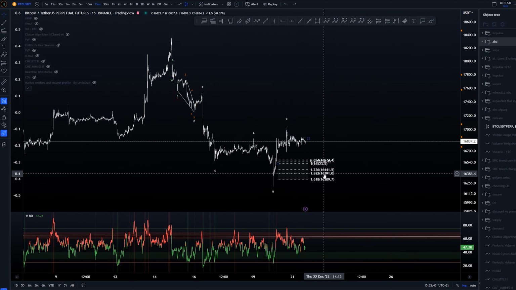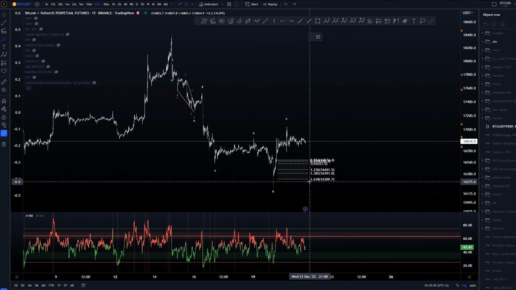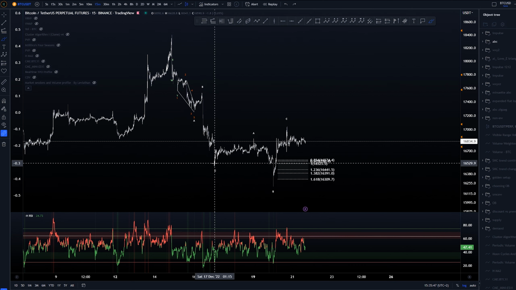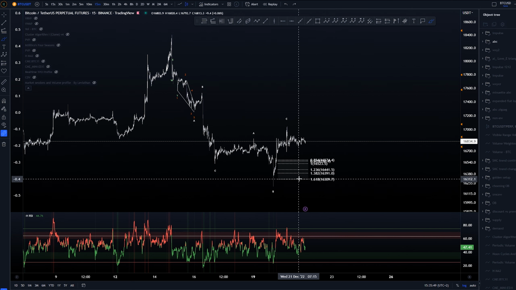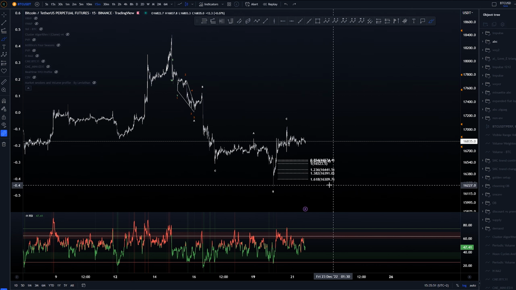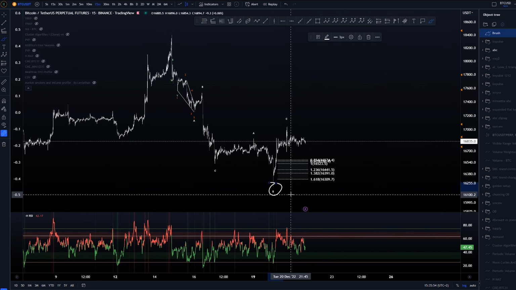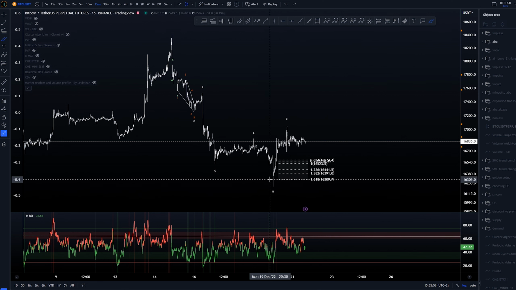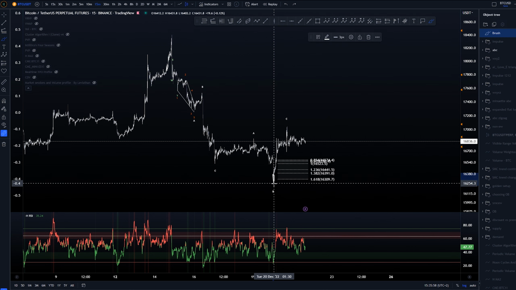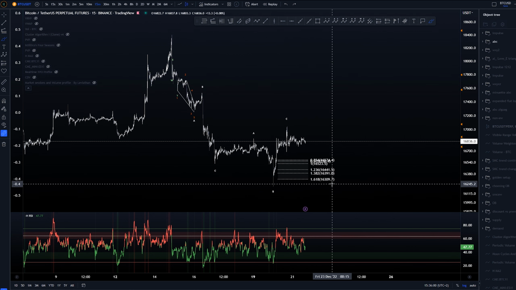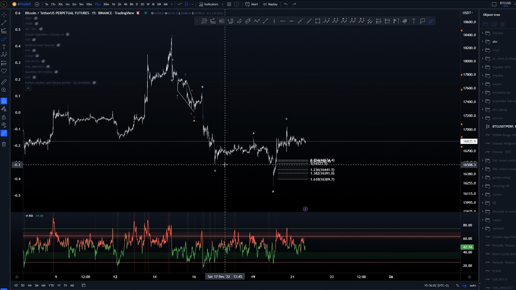But just based on the extensions, we can see that we wicked through the 1.618 retracement of this wave A. So that significantly reduces the probability that this is a wave B. Again, however, this was a wick and not really a consolidation below the 1.618. So I'm still allowing this to be on the charts, although I'm not going to be trading based on this at all.